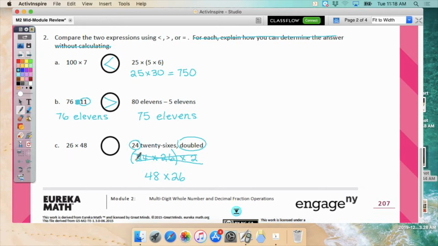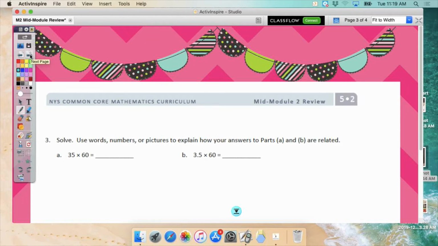Does this help us? Actually, what's the answer? It's equal. 48 times 26, 26 times 48. They're just backwards. It's the same. So here's what I want you to do. If you got doubled with a number, double that number before you start. Usually it'll work, at least in 5th grade math.